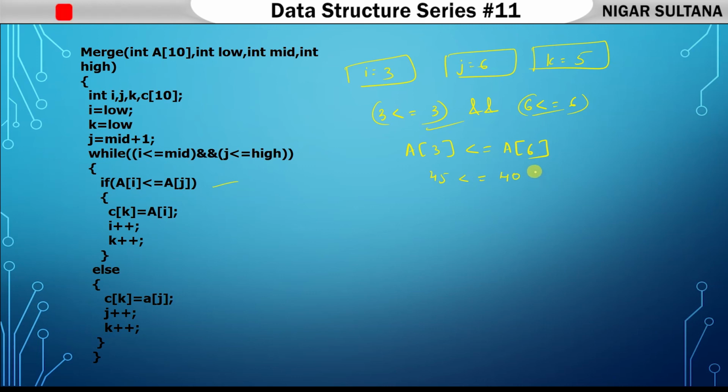So this is false. Execute the else part. C of k, that is 5, is equals to A of j. A of j is this 40. Increment j and k.